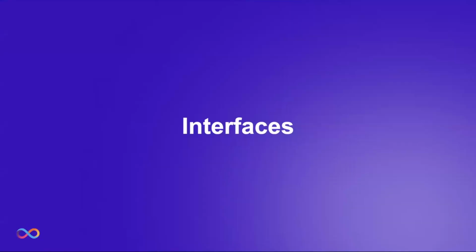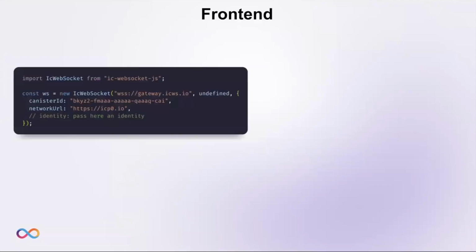Now Luca is going to show you how simple it is to embed the WebSocket functionality into your canisters. Let's start from the client. We developed an SDK for JavaScript. First thing you have to do, you import our library. And if you are familiar with the WebSocket API that you already have available in the browser, it's roughly the same. So you can create a new WebSocket class and you pass the URL of the server that you want to connect.